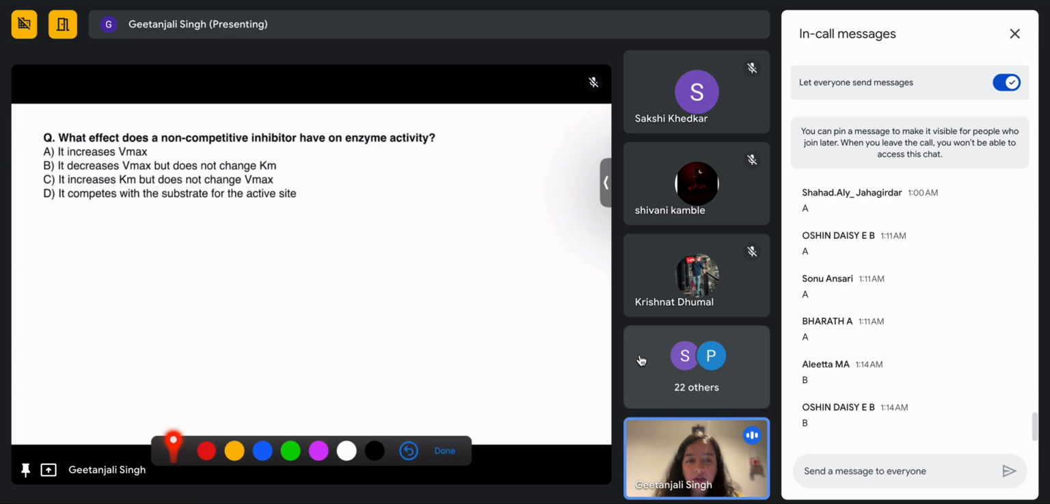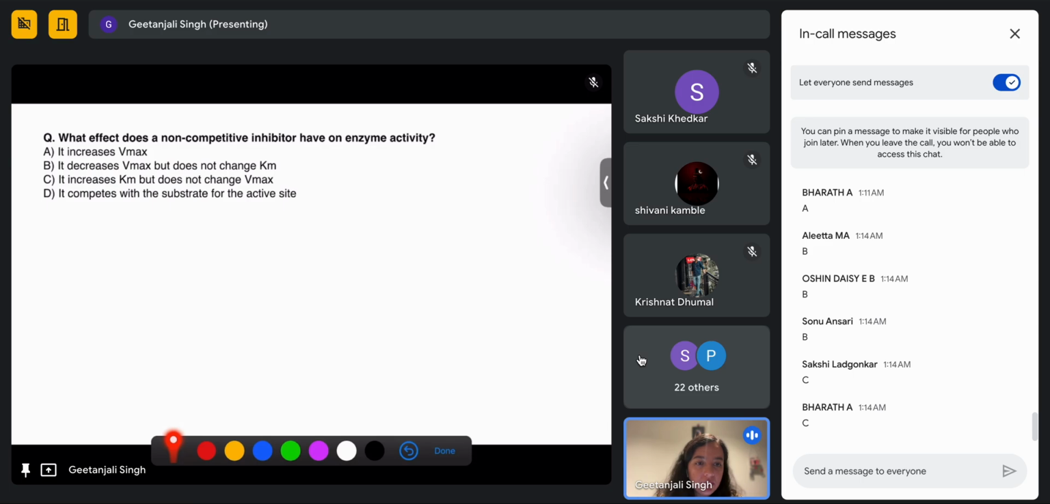No, option D cannot be right because obviously it's non-competitive. It's not competing with the substrate for the active site. If that would have been the case, it wouldn't be non-competitive. It would be competitive. So you can just cross D out on this one. Option C, it increases Km but does not change Vmax. That's not possible because Km is the one in which Vmax is half of the.